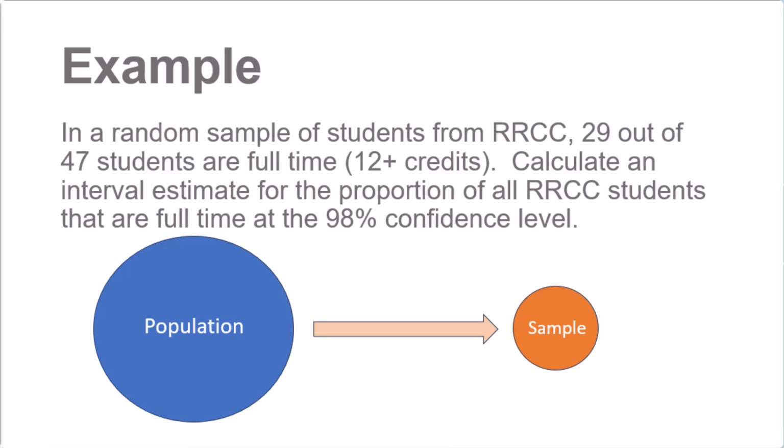98% confidence level. So in this scenario, we have a sample proportion, which we call p hat. This is 29 out of 47. And we really want to know what is the population proportion. What is P, or the proportion of all Red Rocks students that are full-time. So our population is RRCC students, and the sample is the group that we actually looked at, which has a sample size of n equals 47, and that sample proportion 29 out of 47, which is about 62%.